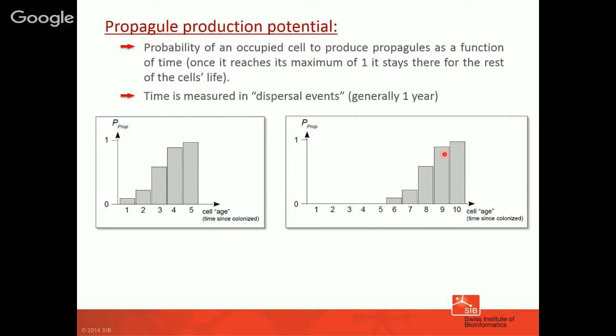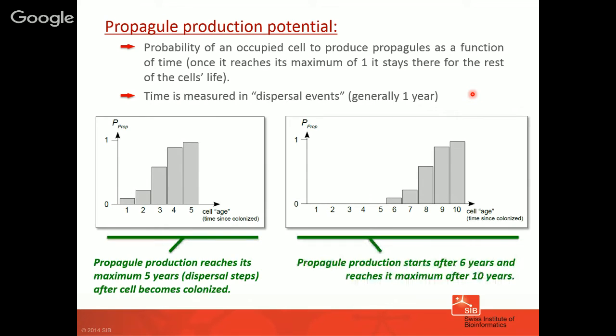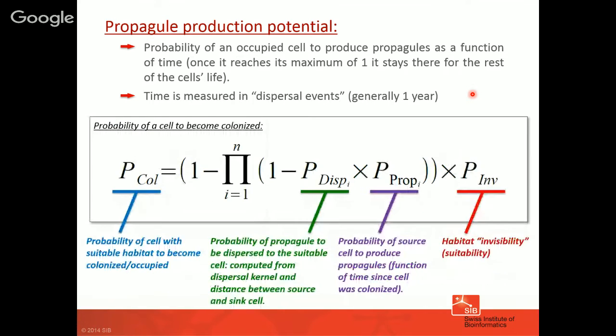So that can be useful, for instance, if you're modeling a tree species and this tree species will take a number of years before it starts to produce seeds. Okay, so seed production potential, you see it now here, this is the equation to compute the probability of colonization of a cell, and this is where this propagule production probability affects the probability of a cell to become colonized.